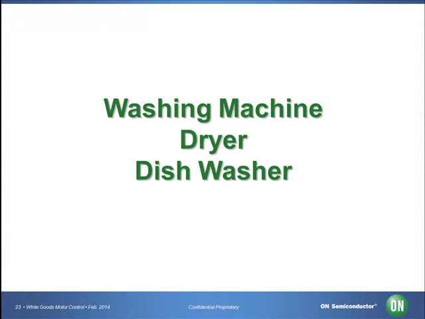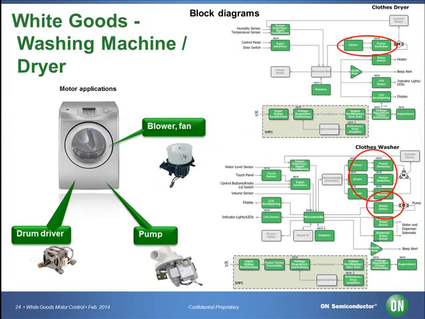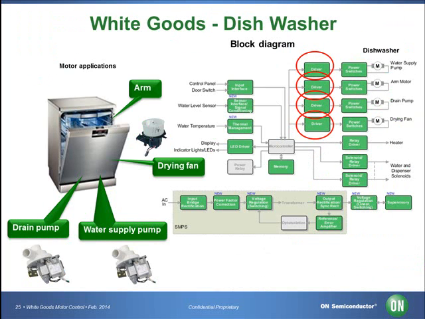Let's move on to washers and dryers. The washing machine requires motors to drive the drum, the water pump, and different valves. The dryer needs motors for the drum and the air blower. Within a dishwasher, motors are needed for pumps, fans, arms, and valves. All of these different applications, from refrigerators to dishwashers, have different requirements for voltage and current.